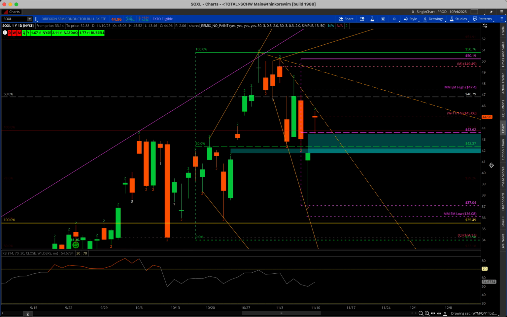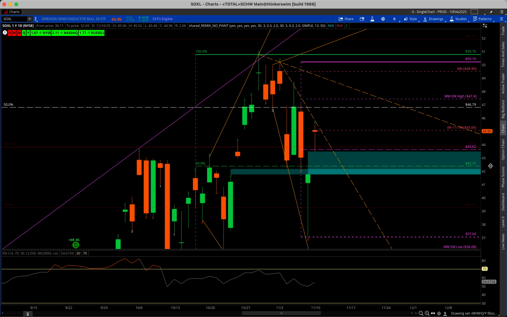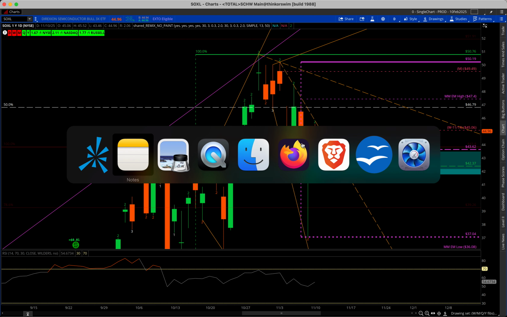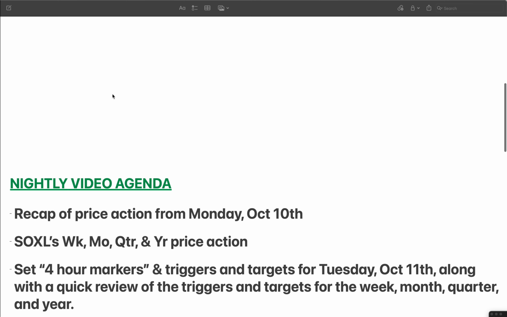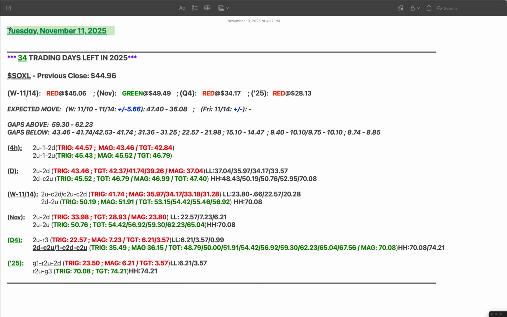So it's funny, I guess it's not funny, but you've got to take note how these levels all start to coincide. And when you break it down, you can see where the levels of support and resistance lie, right? So let's go to our notes real quick and look at the hard numbers, right? So for Tuesday, November 11th, there will be 34 trading days left in the year, and the close on Monday, November 10th is 44.96, right? So we know that, this should be green.